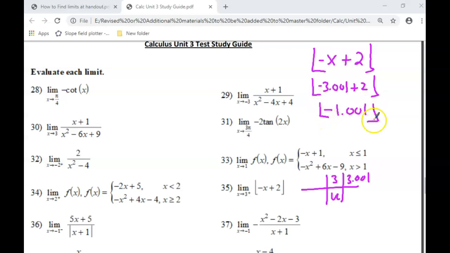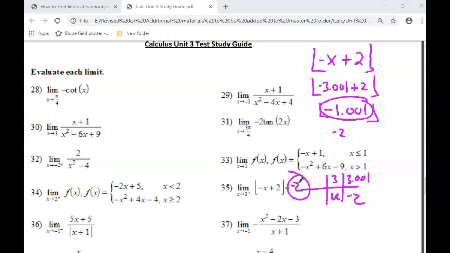Now here's how this thing works. The step function, also called the greatest integer function, rounds your number down to the integer below it. So rounding this down would take me to the next integer below, which would be -2. And so there's my answer. The limit as I approach 3 from the right is going to be -2.